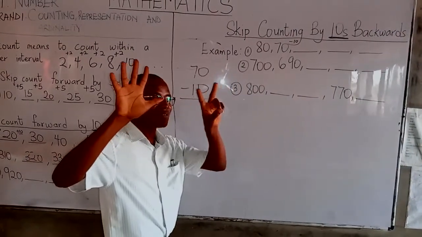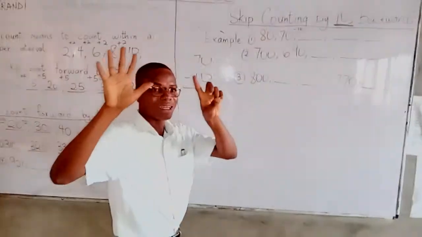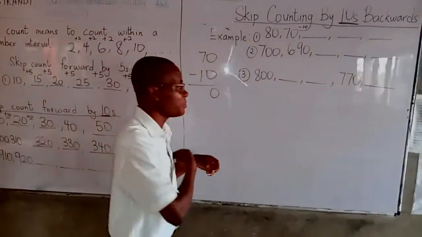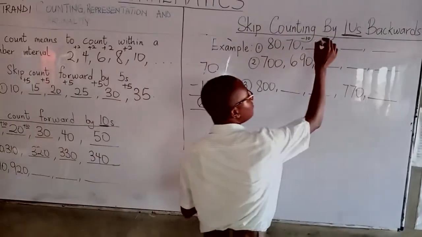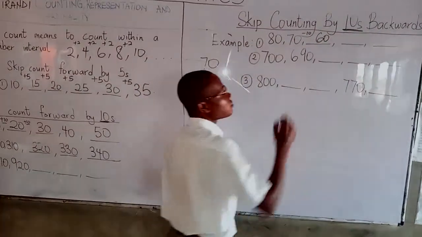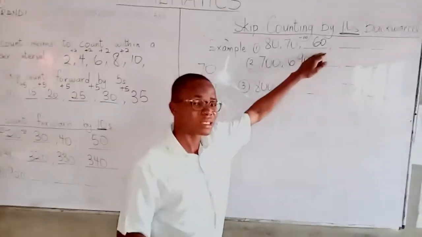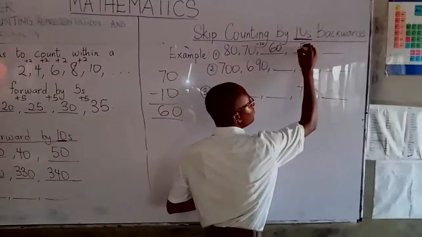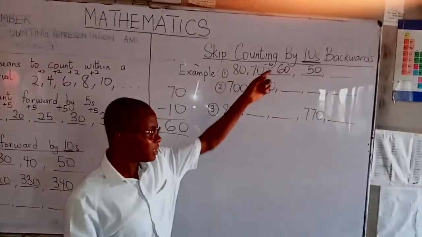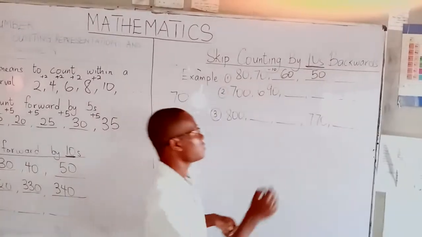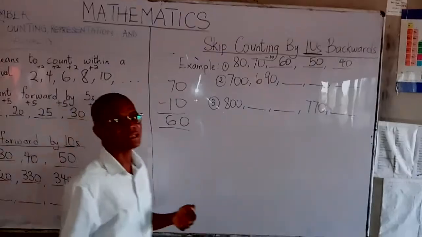And someone has come for you, and you are owing 1. How many do you have now? 6. Very simple. That gives you 60. If you subtract 10 from 60, what do you get? 50. I like that. Subtract 10 again from it. 40.